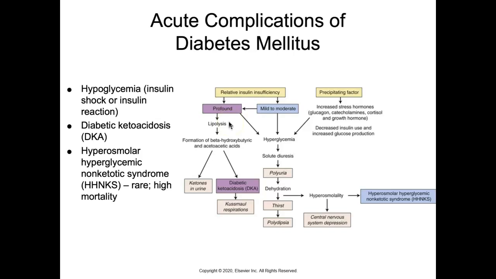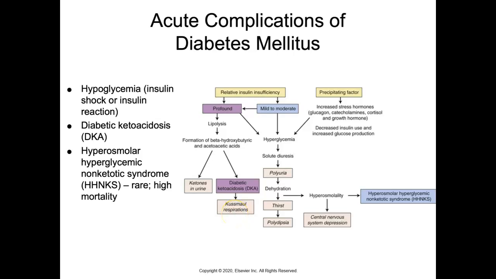So as we know, in diabetes, insulin is at low levels, if at all, and so we get lipolysis that takes place, and that is going to cause a formation of beta hydroxybutyric and acetoacetic acids, which then leads to an accumulation of ketones within the blood and the urine. These ketones are acidic, causing a drop within the pH, and then we get our diabetic ketoacidosis, which causes the person to go through the Kussmaul respirations to try and get rid of some of the acid by breathing it out.